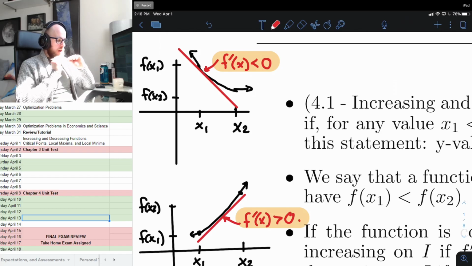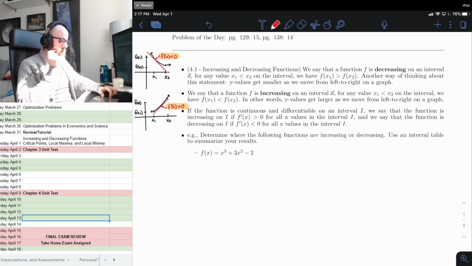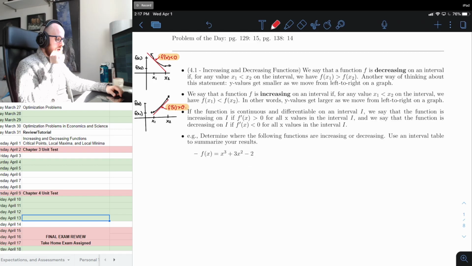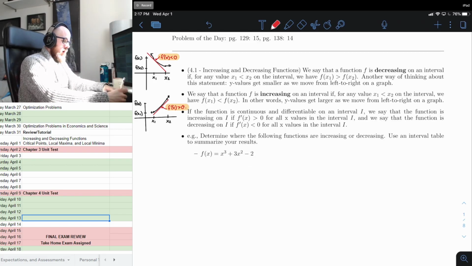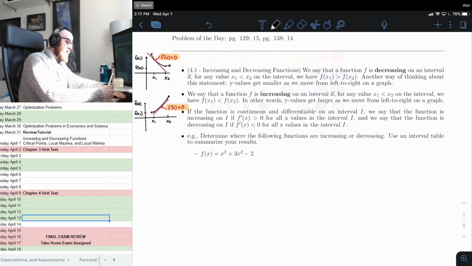Okay, so let's get into an example of determining where a given function is increasing or decreasing. Here I have a function, f at x equals x cubed plus 3x squared minus 2, and I want to figure out where this function is increasing or decreasing. For this question I'll introduce the routine that we're going to follow to figure out intervals of increase and decrease.